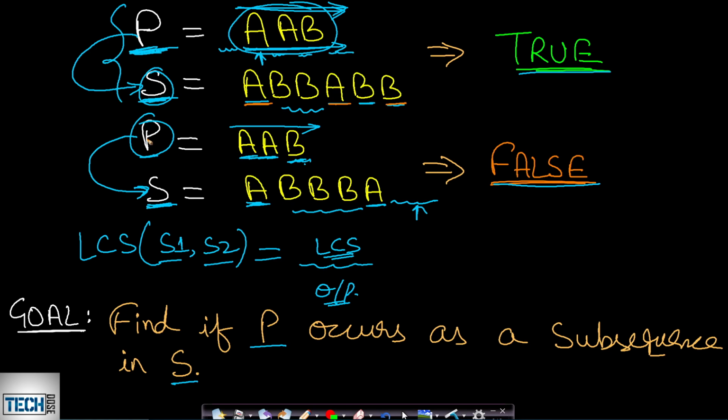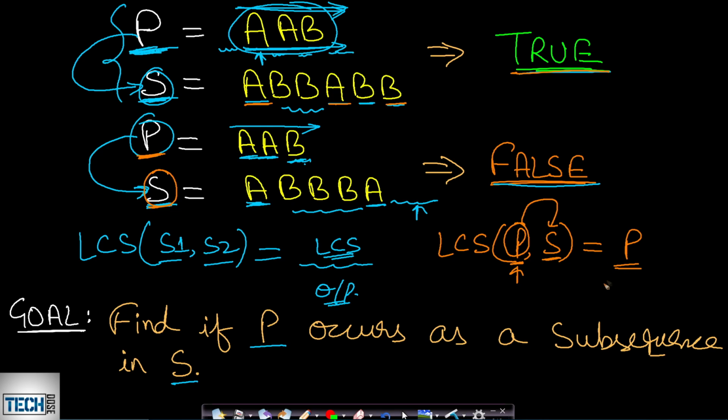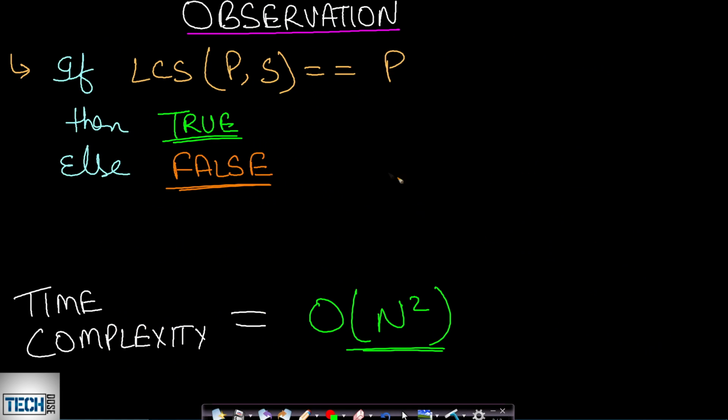Okay, so in this problem basically we want to find a subsequence in S which is exactly the same as this P. Okay, so if you take LCS between the string P and string S, then it should cover this entire string P. So the LCS of P comma S should come out to be equal to P. If this is true, then we will be returning true, saying that this string P is entirely present as a subsequence in S. Otherwise, if this is not true, then we will be returning false. Okay, so I hope you were able to understand this.